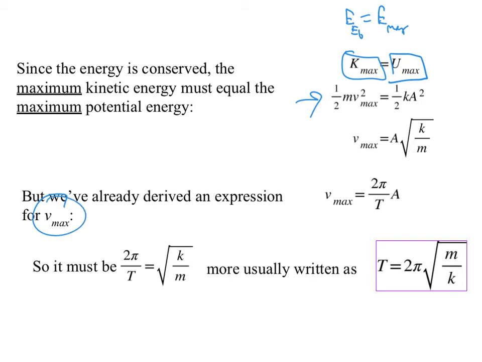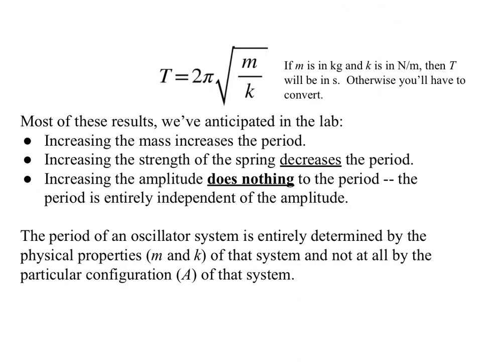But we've already derived an expression for v max. V max is 2 pi over T times A. So since equals are equals, these two things must be the same. We can cancel the A, and we get that 2 pi over T is equal to root k over m, which we can rearrange into a more usual form, which is that the period is 2 pi times the square root of m over k. If the mass is in kilograms and the spring constant is newtons per meter, then this will give us a period in seconds. If there are other units, you'll have to convert it somehow.